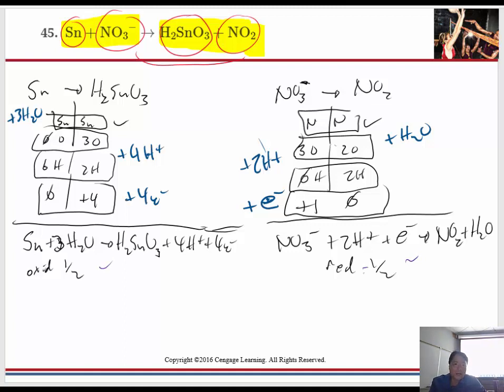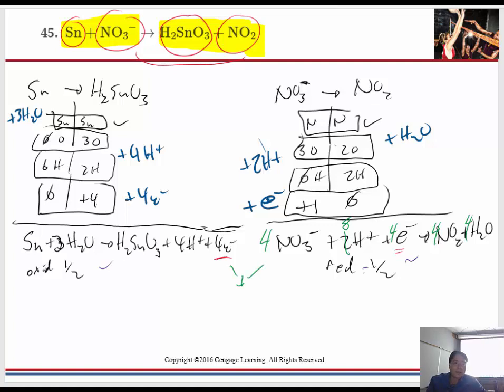Okay, then we look over here. We have 4 electrons here. We have 1 electron here. So all we need to do is multiply this one by 4. So this is going to be 4. This is going to be 8. This is going to be 4 electrons here. This is 4 NO2 and 4 waters. Okay, now we can add them up.